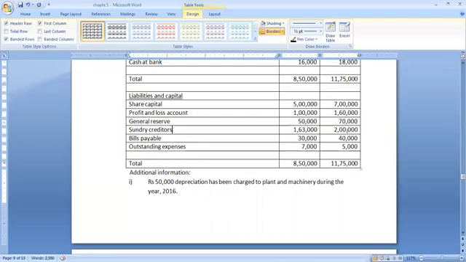So sundry creditors is increased, which is an inflow of cash. Bills payable 30 and 40. Outstanding expenses 7,000 and 5,000. There is a reduction of current liability. So reduction of current liability gives you outflow of cash, which will be minus.